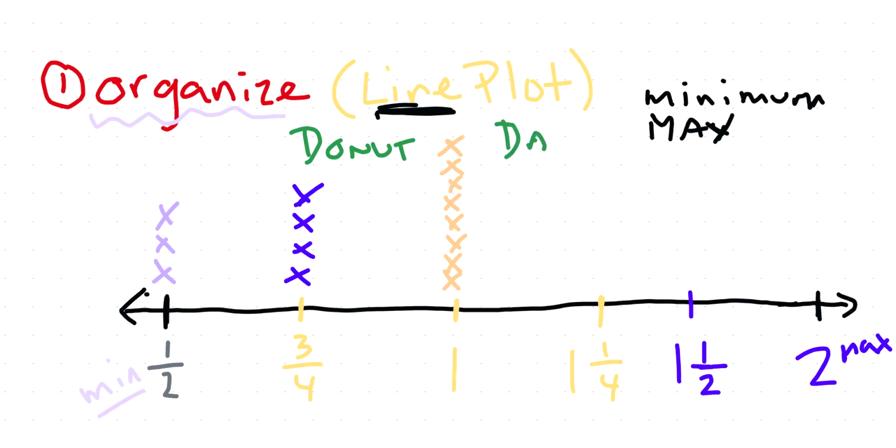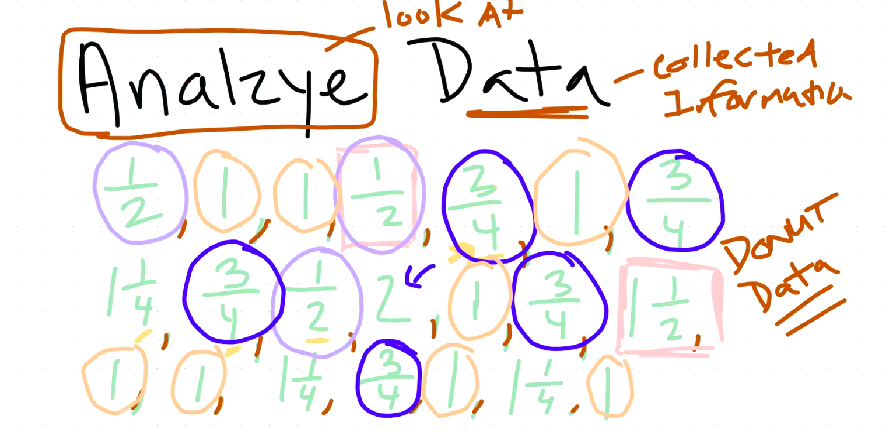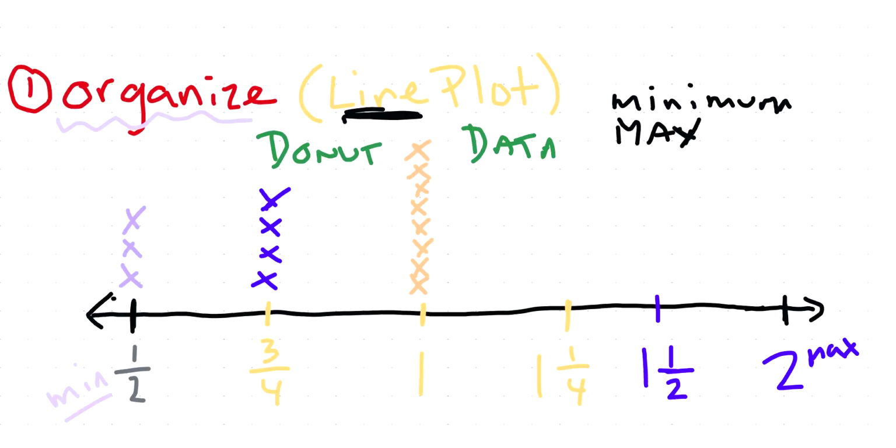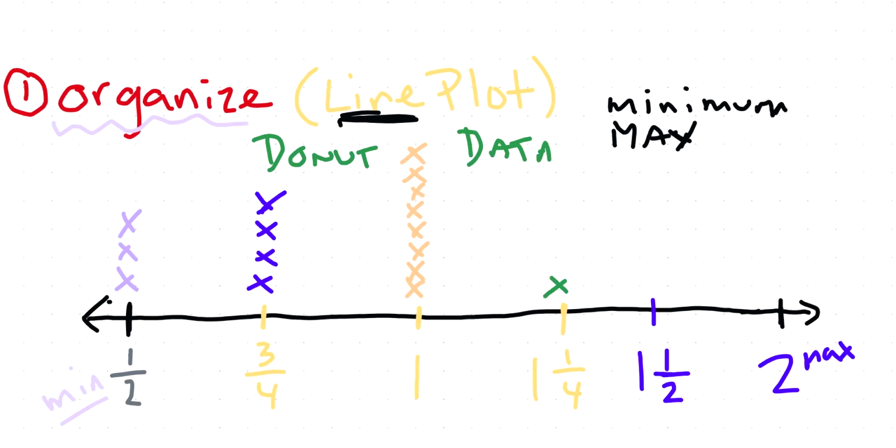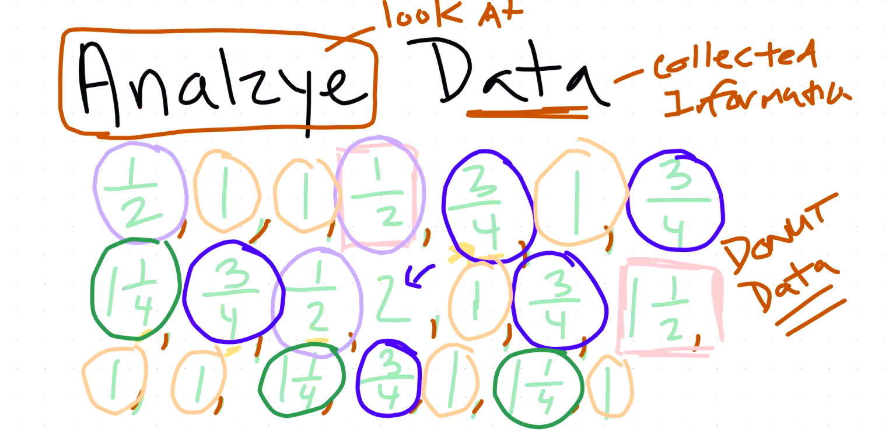Donut data. Okay. And now let's go back and we figure out how many times did I eat 1 1/4 worth of a donut. How many times am I doing that? Let's see. There's one, two, three. So 3 days in my donut eating, I ate 1 1/4. And then how many times did I eat 1.5 donuts? Oh, right here. Oh, look. And that's because I squared it earlier because I thought it was our max. So there's only one time.